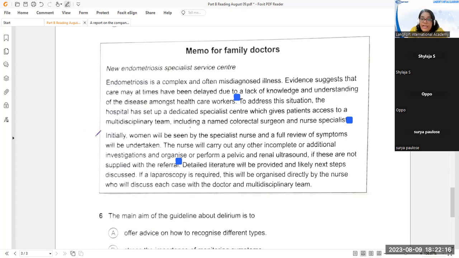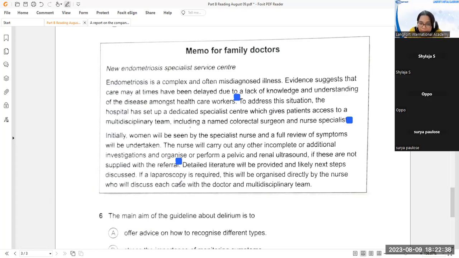Okay, so then they're saying at first when the woman comes there, a specialist nurse will see her and review her symptoms. Then the nurse will carry out other incomplete investigations that they haven't done before, or extra investigations, and organize a pelvic and a renal ultrasound if the referral did not have it.